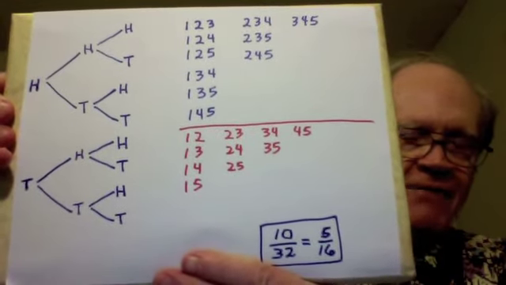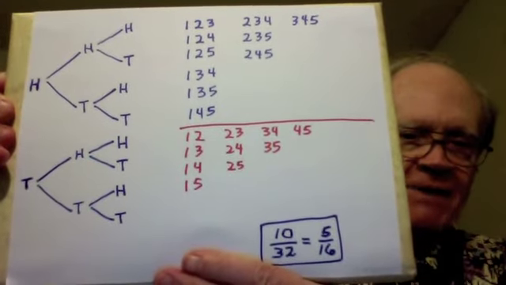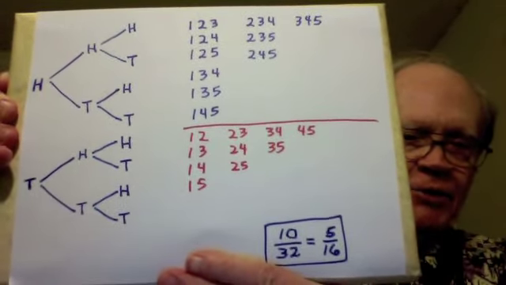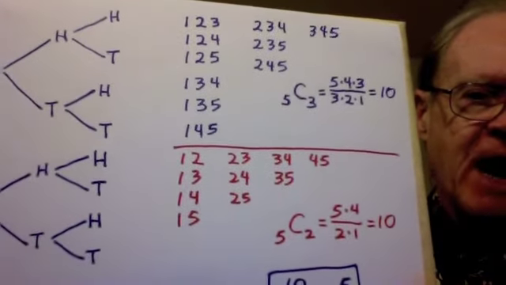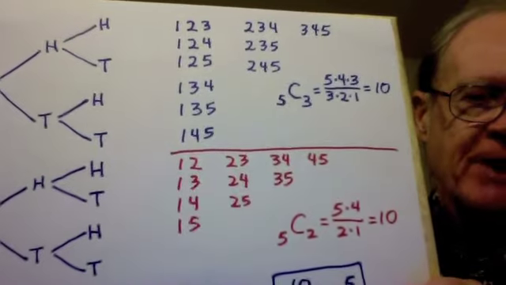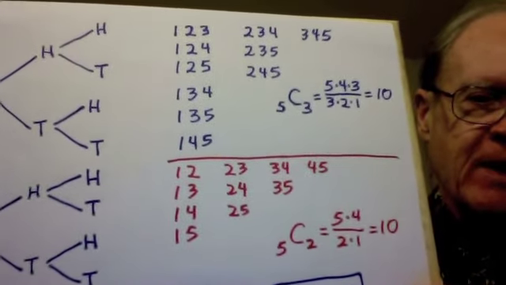Flipping a coin 5 times, the probability that exactly 3 of those times it'll come up heads is 10 over 32, which reduces to 5/16. That 10 is a combinations answer. A combination is a group of numbers in which order is not important.